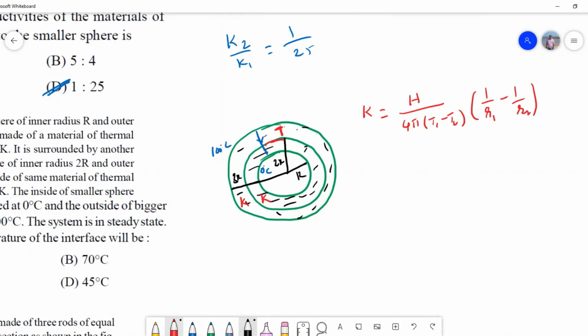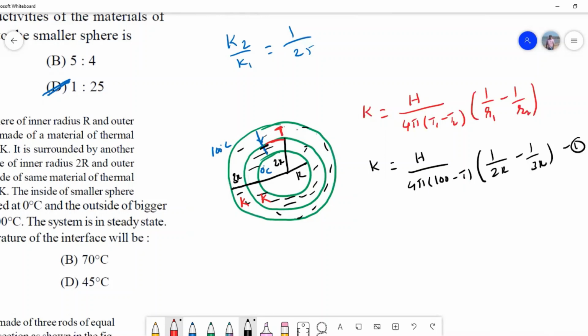Since it's flowing from outside to inside, for the first one, K is equal to H upon 4 pi into (100 minus T), because this is 100 and this is T. The outer radius is 3R, the inner radius is 2R. So it is 1 by 2R minus 1 by 3R. Let's take this as equation 1.